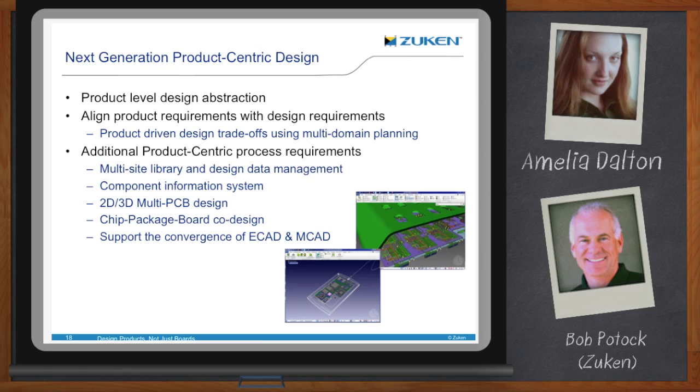So for instance, you really need to have the ability to accommodate dispersed design teams, whether they're across the campus or across the country. We have to have good design data management tools, again, to accommodate those dispersed design teams. A component information system is very important for the planning phase for all those targets that we talked about, cost targets, weight targets, and so forth.